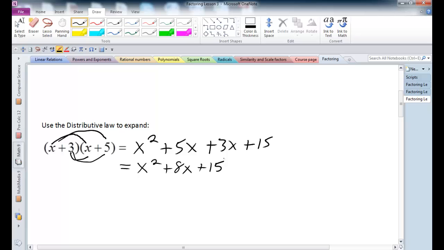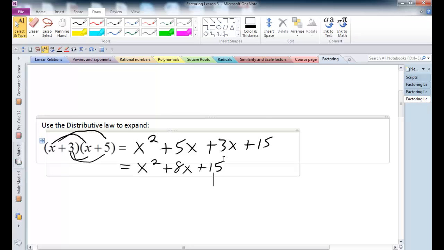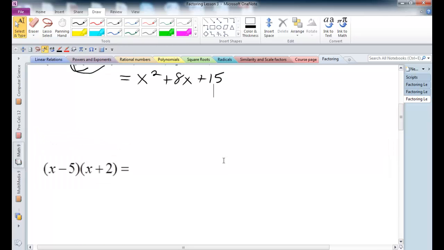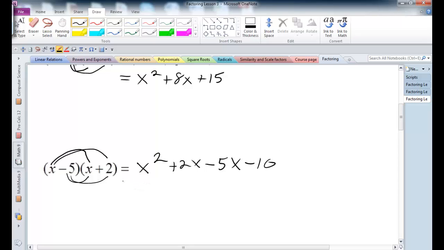Let's do another multiplication like that, just to practice. X minus 5 times x plus 2. Again, we'll distribute in the x and the negative 5, like this. X squared plus 2x minus 5x minus 10. Again, we can collect up the like terms, and we have x squared minus 3x minus 10.